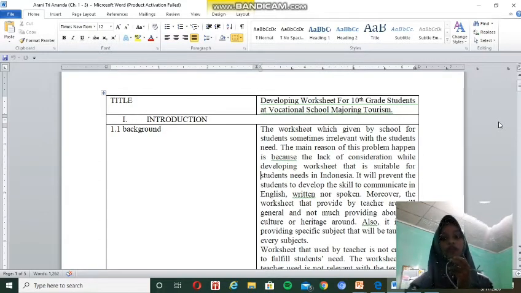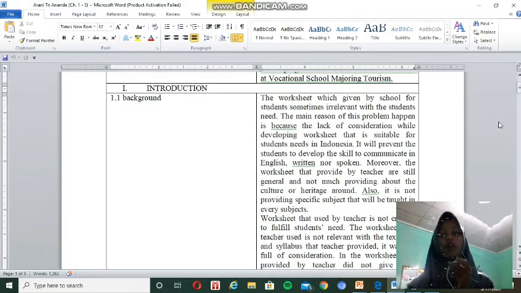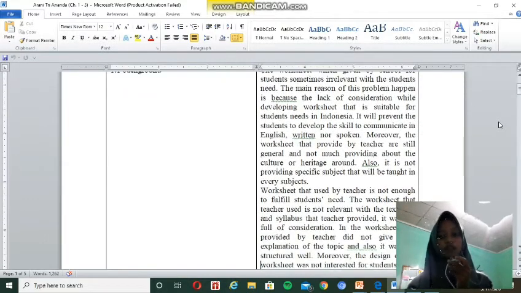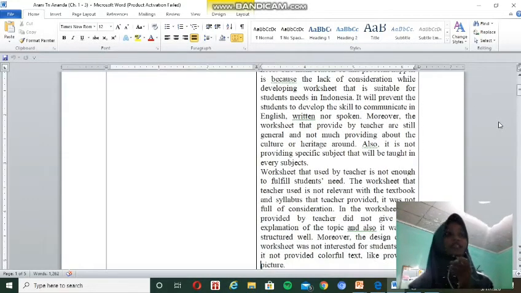Because of that, it will prevent the students from developing the skill to communicate in English, written or spoken. Moreover, the worksheet used by the teacher is not enough to fulfill the students' needs. The worksheet used is not relevant to the book and also to the needs of the students.